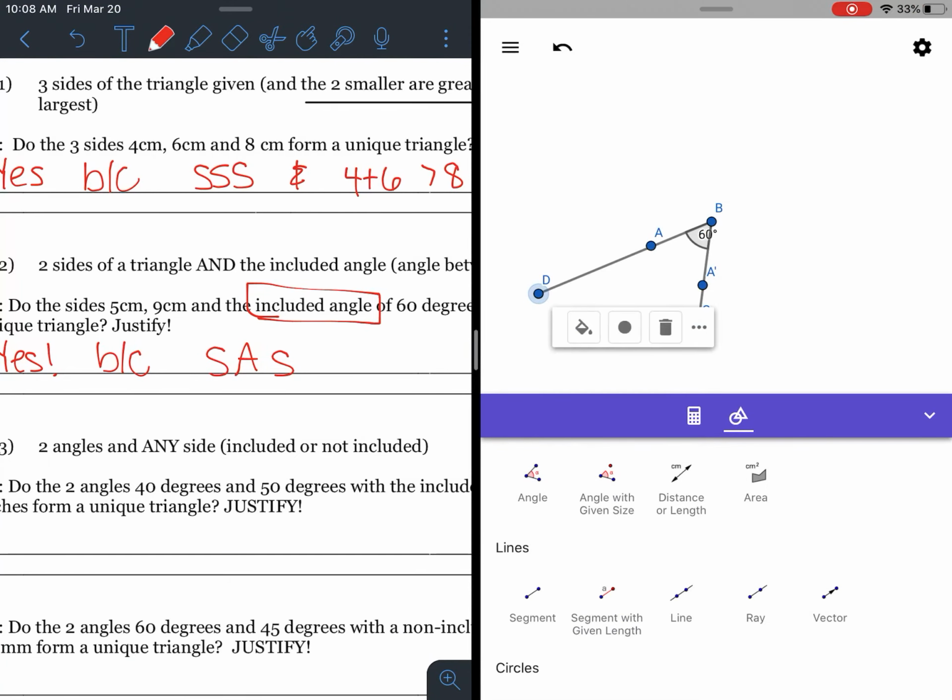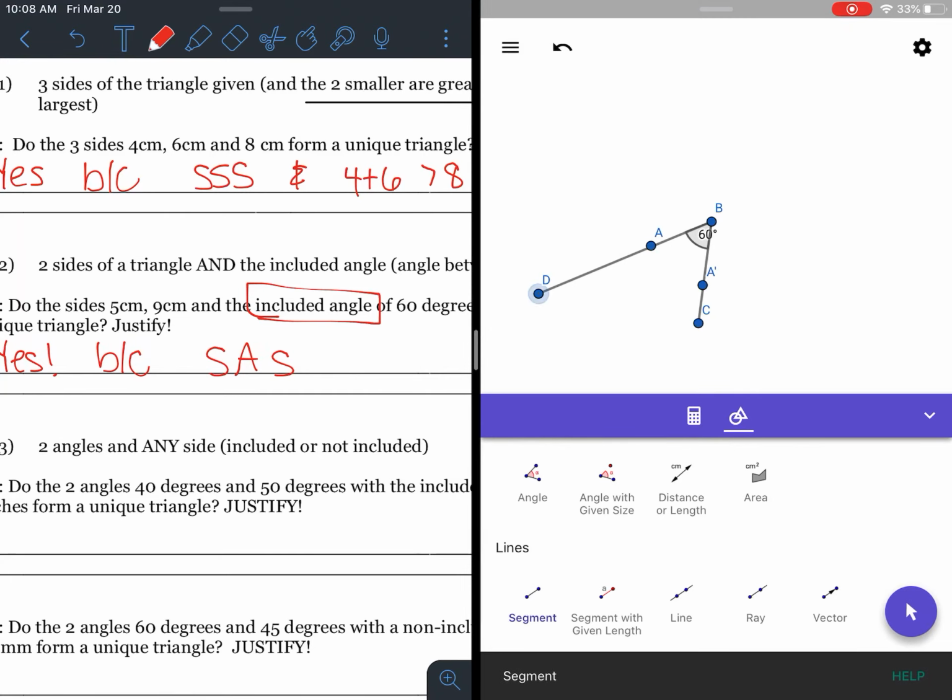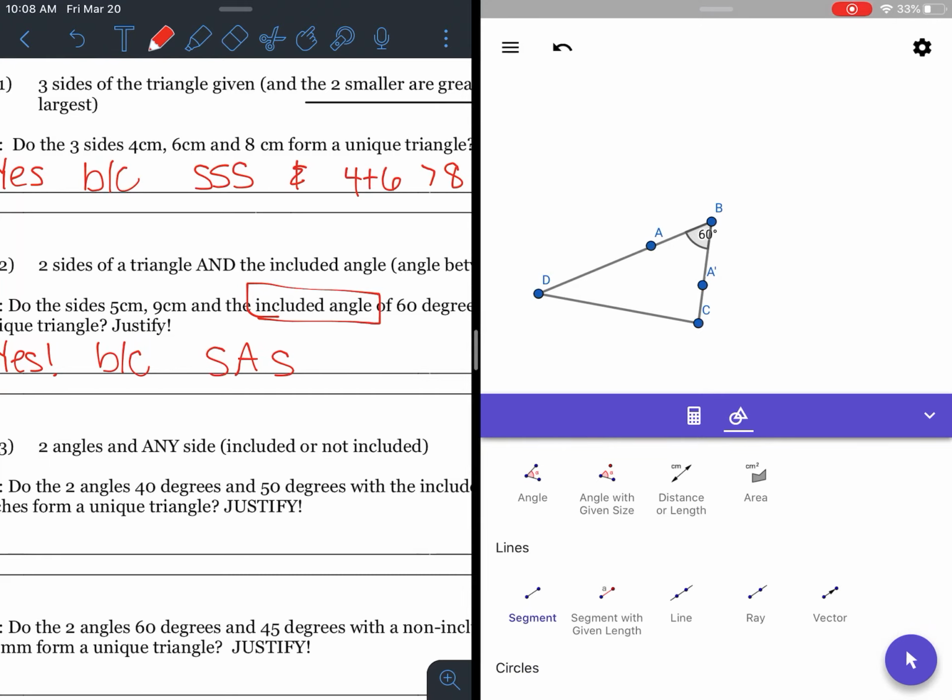So now, that's what they gave us. They gave us an angle measure of 60 with the sides on either side of it being 5 and 9. So then my last choice for this triangle is just to close it in. I can't put a line anywhere else. That's the only triangle I could make with those conditions.